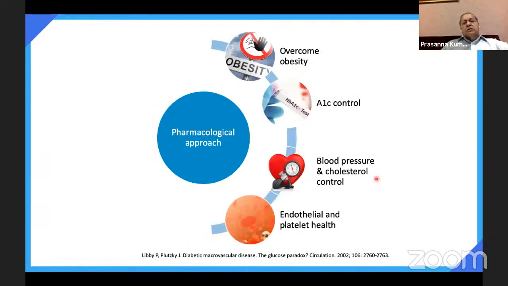Now, what is the pharmacological approach to prevent the macrovascular? As I said, overcome obesity, do exercise, good diabetes control, good blood pressure control, cholesterol control, and endothelial and platelet health.